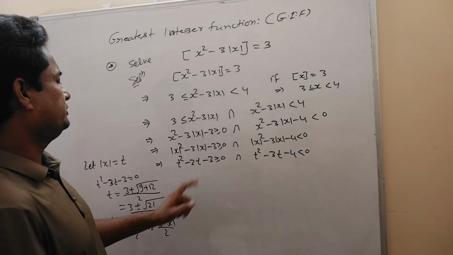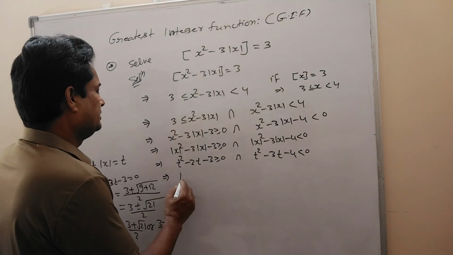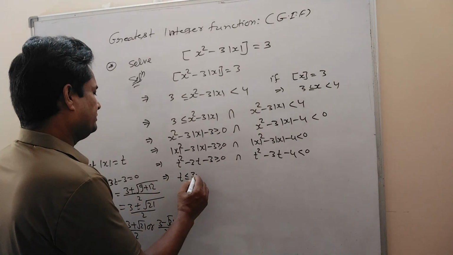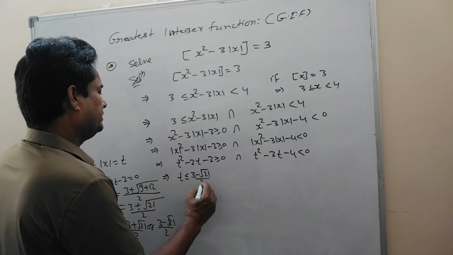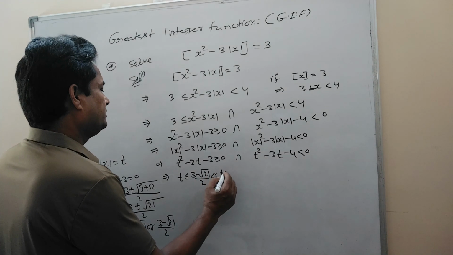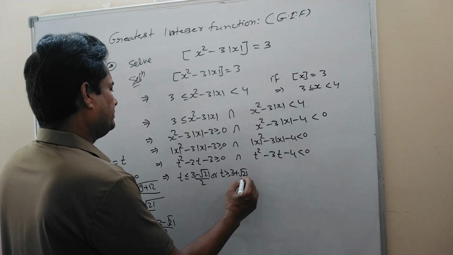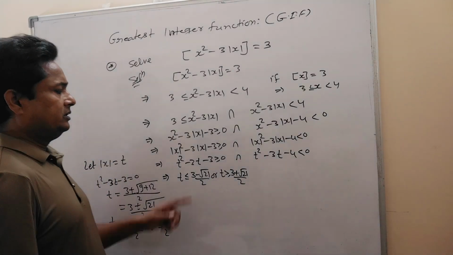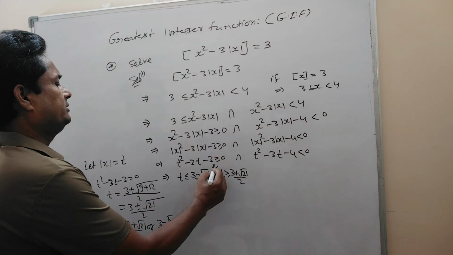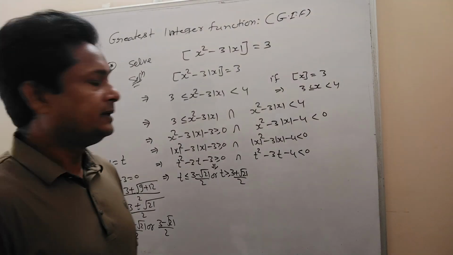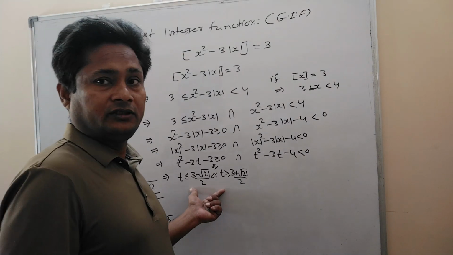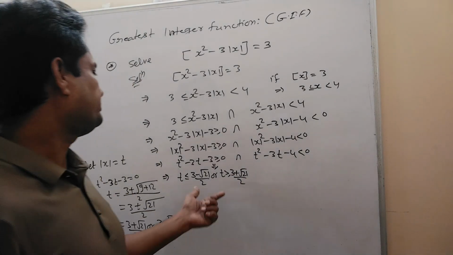So the answer of this one can be written as: t will be less than or equal to 3 minus root 21 by 2, or t will be greater than or equal to 3 plus root 21 by 2. This is the answer of the first part, with respect to t only.